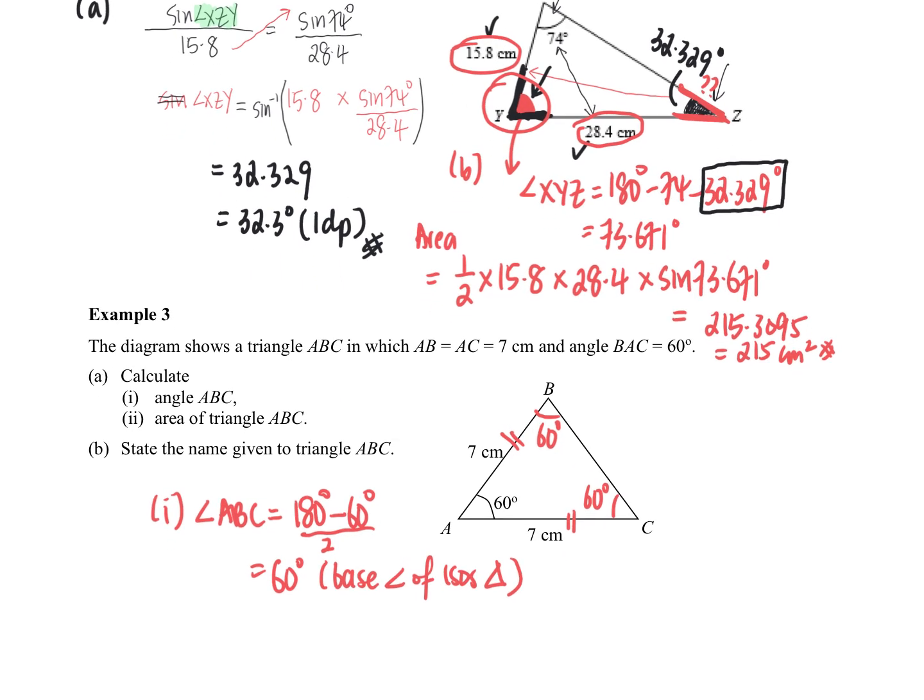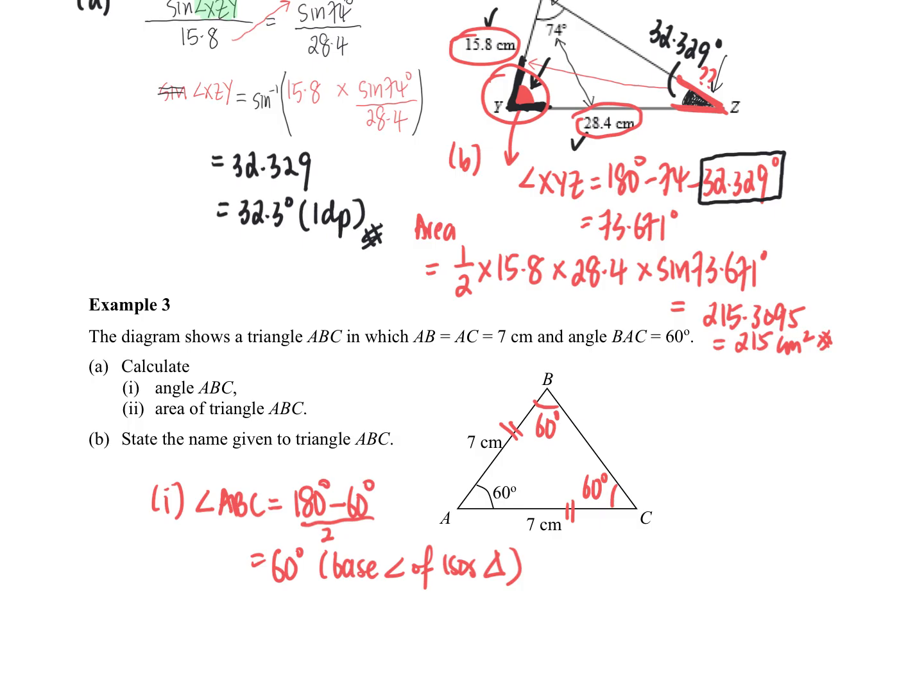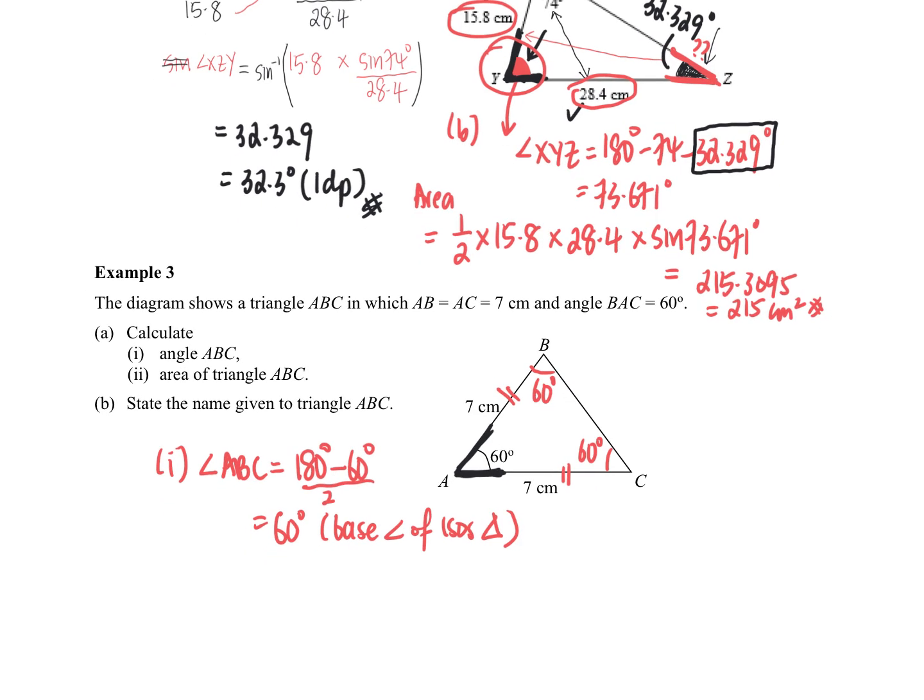Then they ask, can you find the area of the triangle, which is very convenient because I already have two adjacent sides and the included angle. So I just do my half AB sine C.